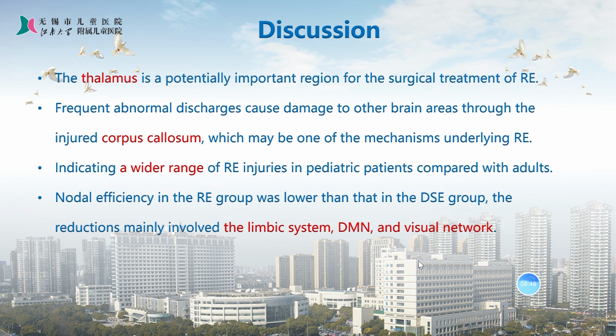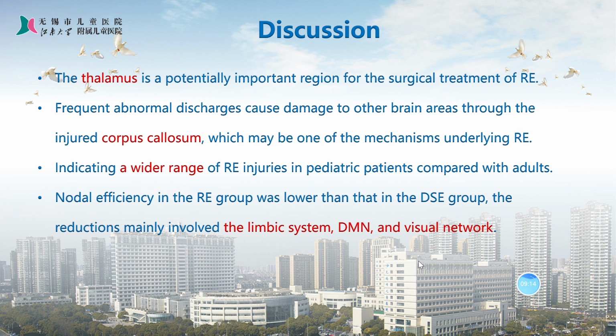Basic studies have shown that paroxysmal discharges in the thalamocortical pathway are necessary to generate sharp waves, and that deep brain stimulation of the anterior thalamus can significantly reduce seizures in RE, suggesting that the thalamus is a potentially important region for the surgical treatment of RE.